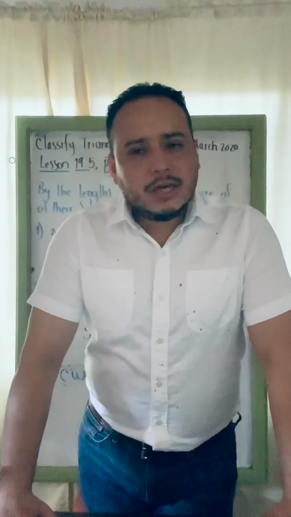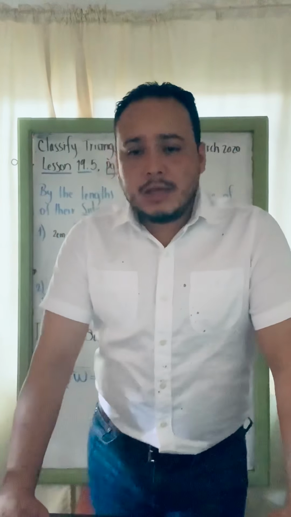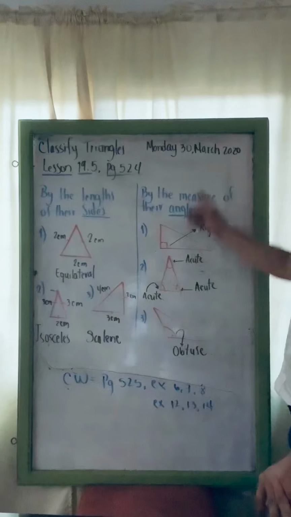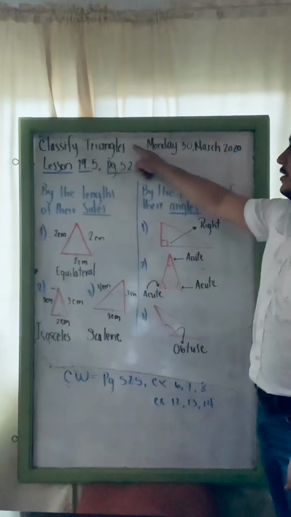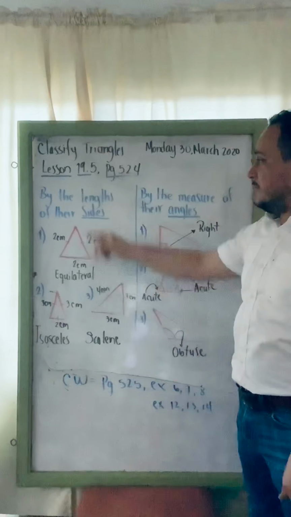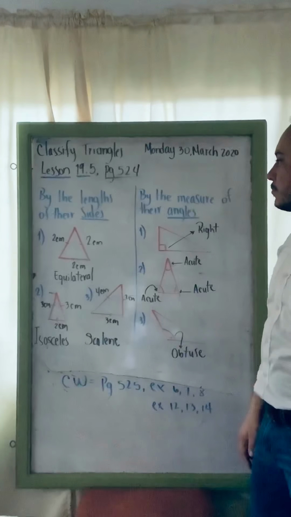Let me tell you that today we're going to study about triangles. And this is the lesson that we will work on today. First, do not forget about writing the date and to write the title of the lesson. It's called Classifying Triangles. The lesson is 19.5 on page 524.